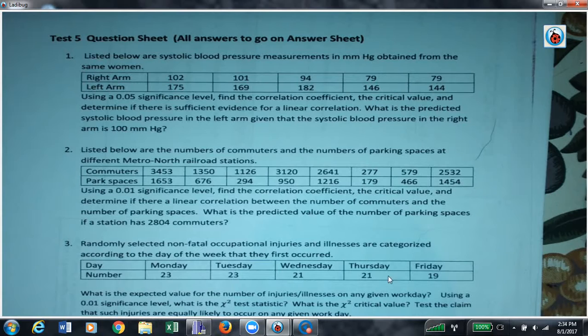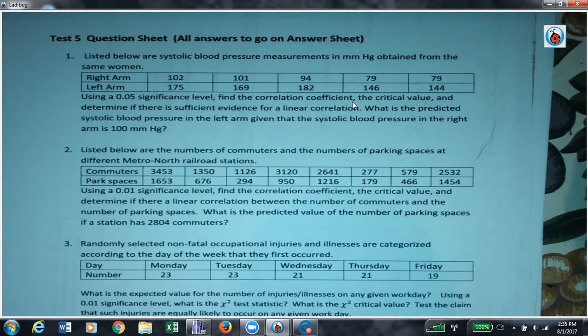We're going to be looking at test 5. The first question lists systolic blood pressure measurements obtained from the same women. So this is a paired sample. This is one woman here, and that's the reading for her right arm, and that's the reading for her left arm. And here is our second woman. So we have 1, 2, 3, 4, 5 women in this sample.